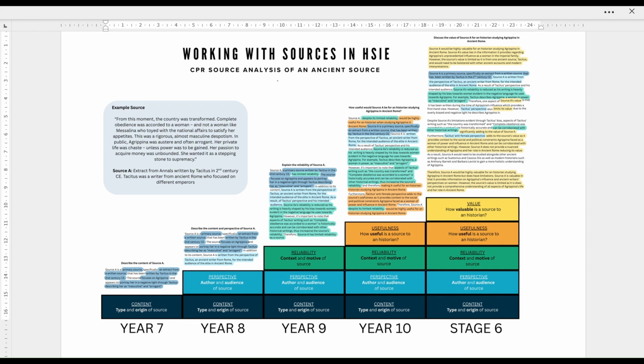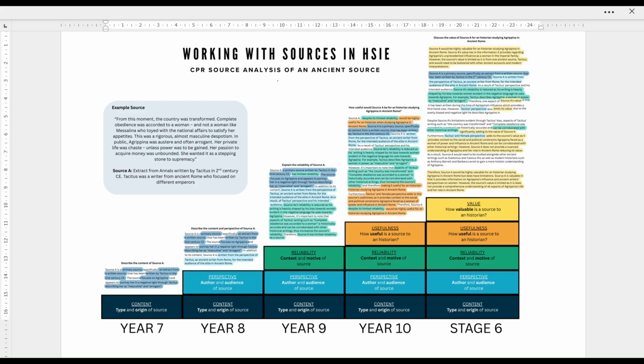So by the end of this video, the goal is for you to feel confident to, one, be able to identify the type of source that we're looking at, and also be able to tell me or tell your teacher what the origin of the source you're looking at is, and be able to use that information to then describe the content of a source that you're looking at.